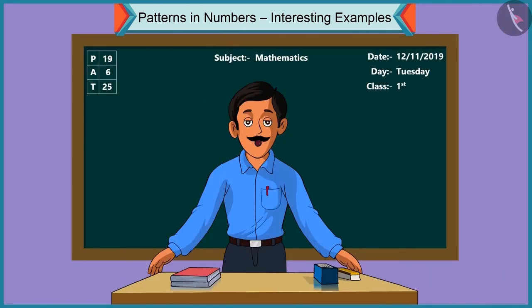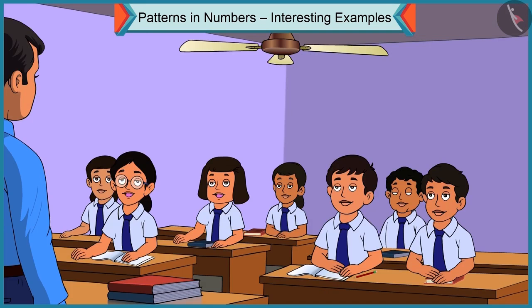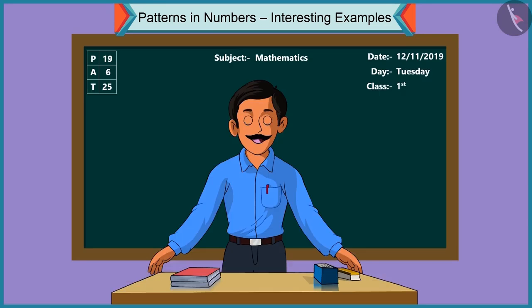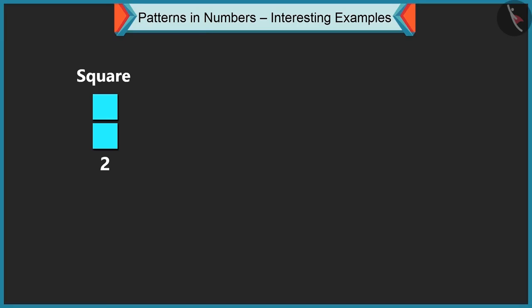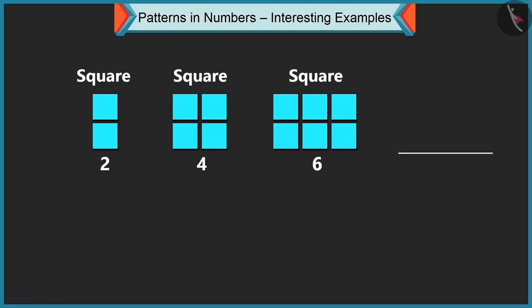Children, in the previous video, we learned to recognize patterns in numbers and to complete them. Today, we will see examples related to this topic. Okay, sir. Today, I will draw a pattern with the help of square shapes. First 2 squares, then 4 squares, and then 6 squares. Children, can you tell me how to move ahead with this pattern?